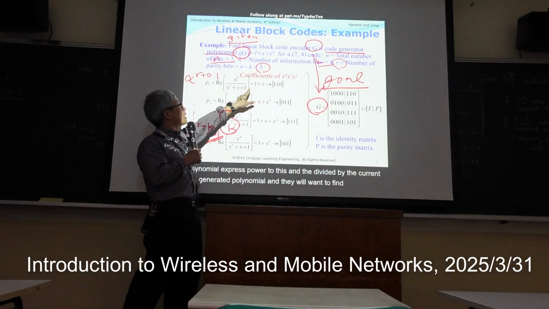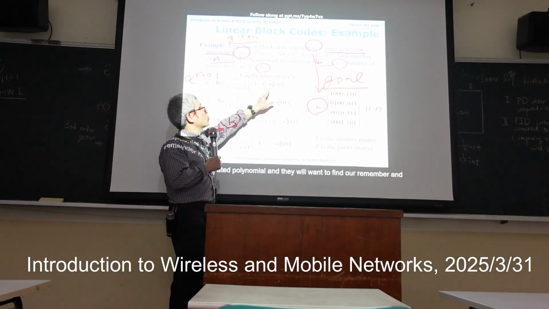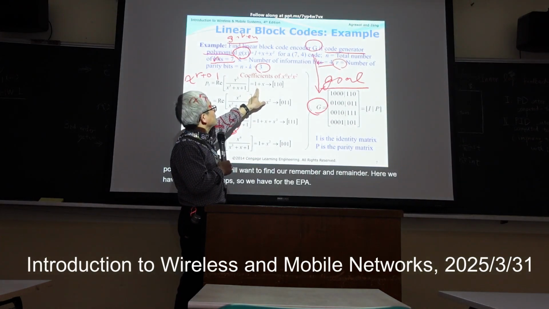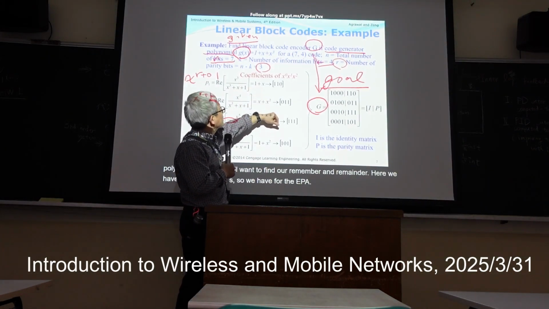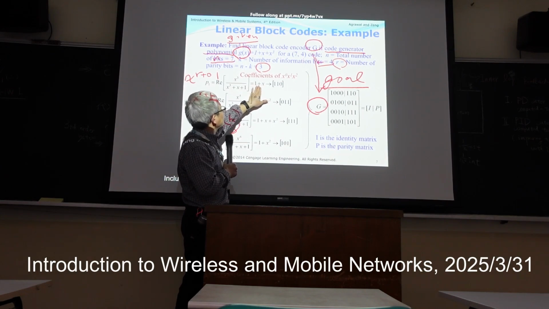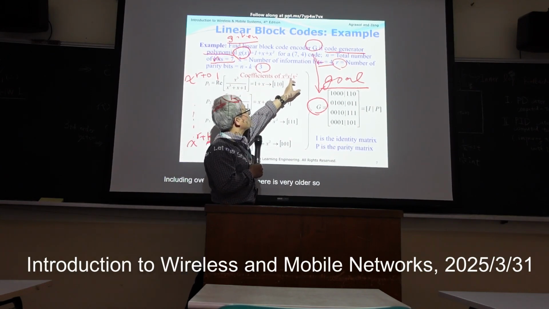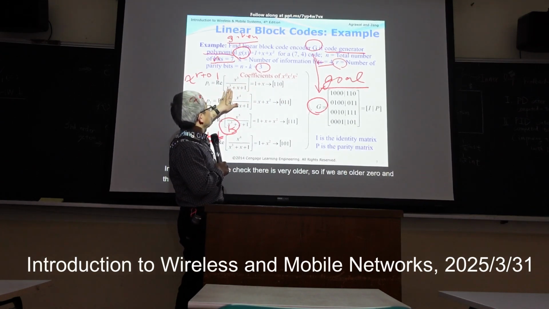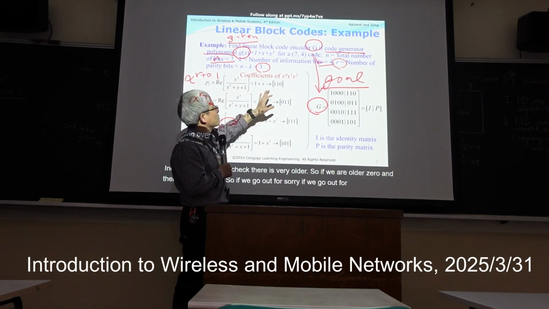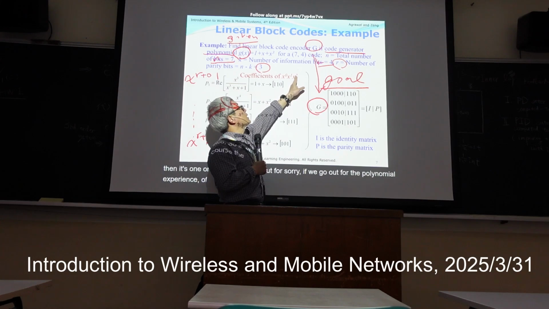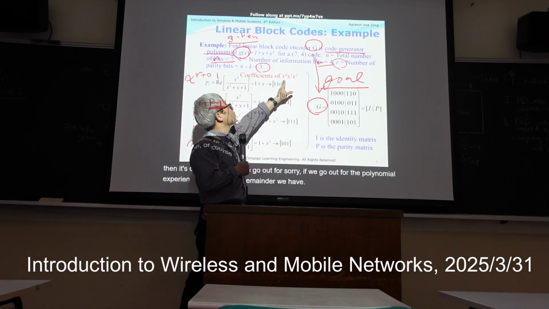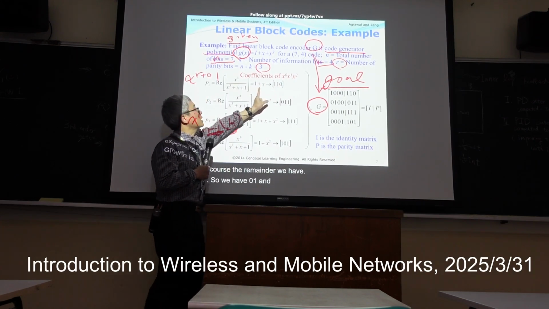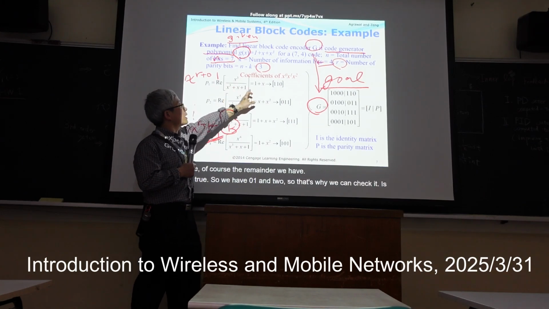And the remainder here we have 1 plus x. So we have the increasing order. Increasing order, let me check. Yeah, increasing order, so 0 and then 1, 2. So the degree of the polynomial is 3. So of course the remainder has degree at most 2. So we have 0, 1, and 2. So later you can check it. Is it true?